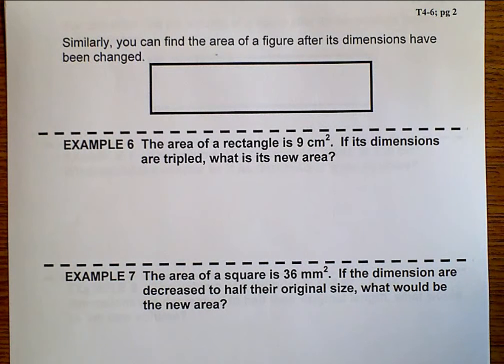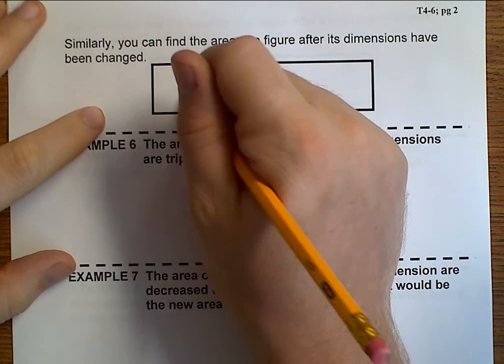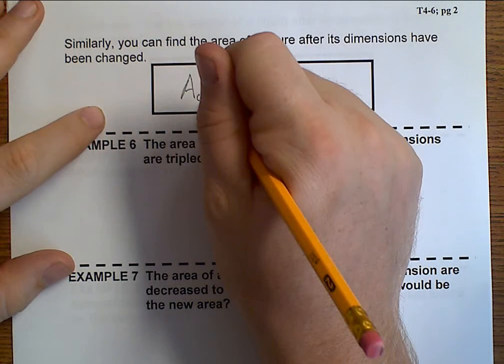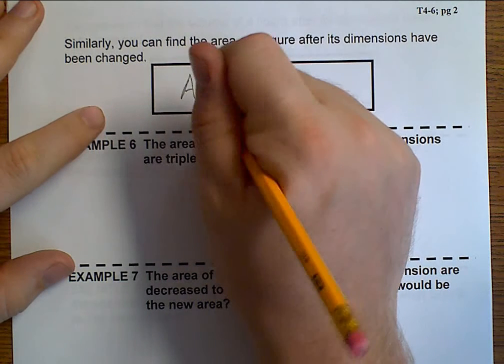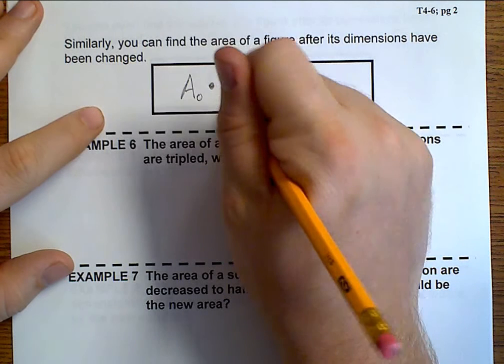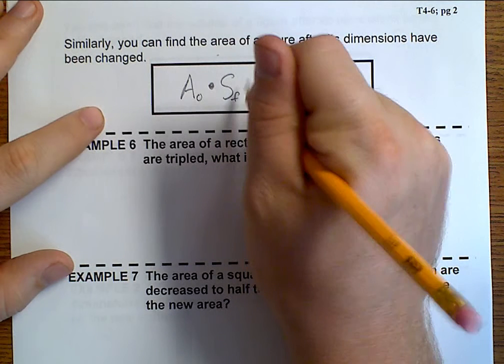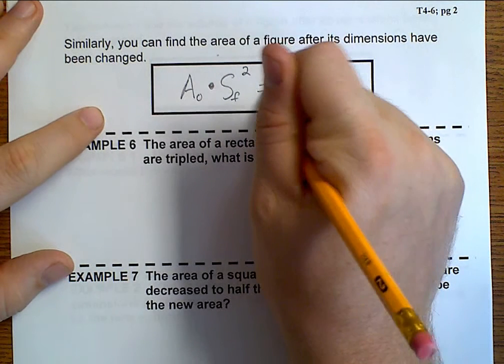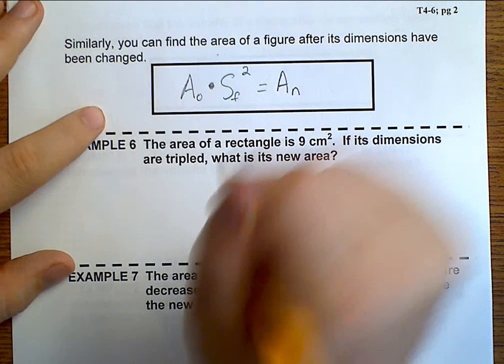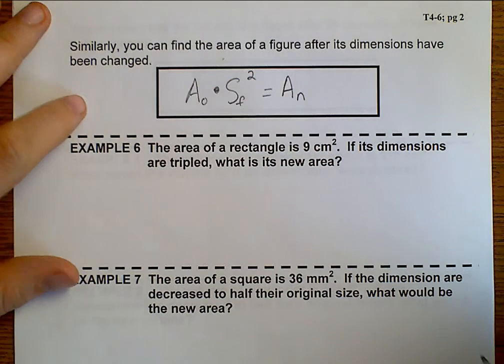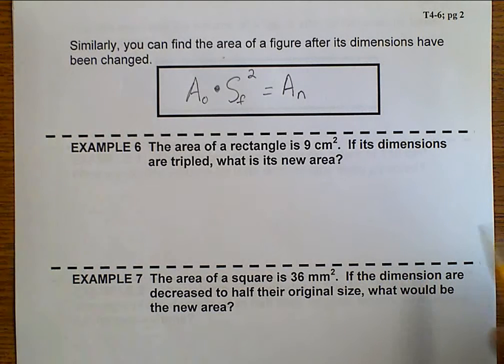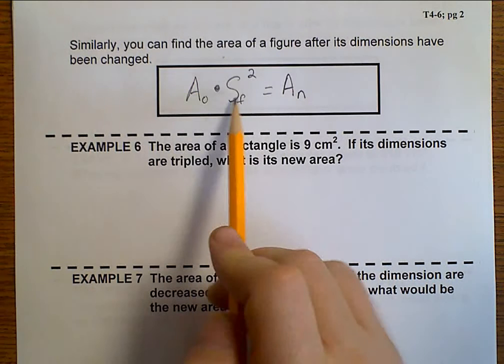Now we can also find the area of the figure if the dimensions have been changed, but it's not quite the same. It's the old area times your scale factor squared equals your new area. Because we're not just changing 1, we're changing 2. Because area is multiplying 2 things, we have to square.